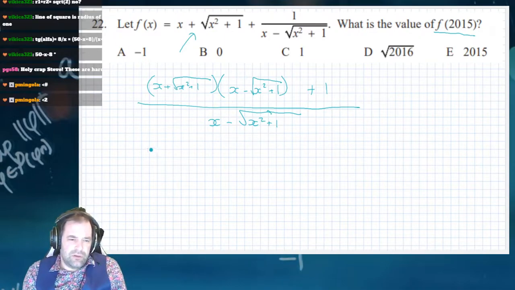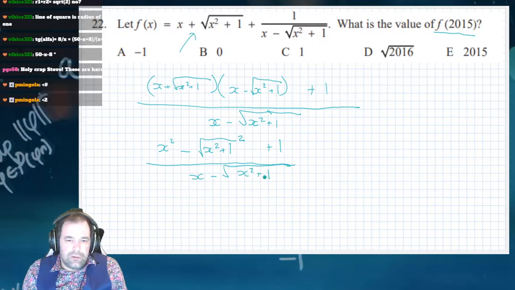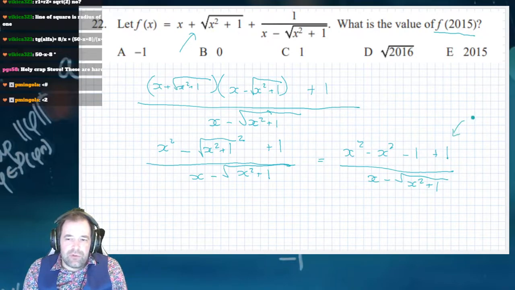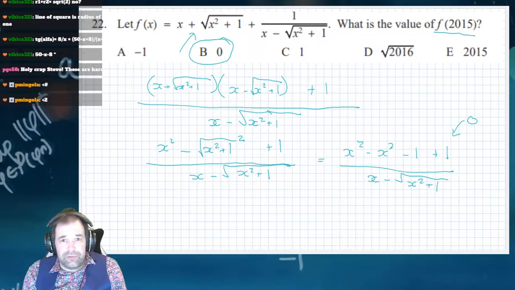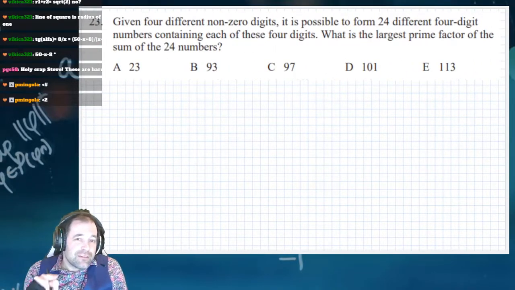So if you multiply the top brackets, it's a difference of two squares. They're congruent. Congruent, no. Not conjugate. There we go. Got the word right. This is going to be x squared minus the square root of x squared plus 1, squared, over x minus root x squared plus 1. But nothing cancels, does it? Oh, and the roots do. So the numerator is going to be x squared minus x squared minus 1, plus 1, over x minus root x squared plus 1. So the denominator doesn't matter. The numerator is going to be 0, whatever x is. So f of x is just 0. It's just a fancy way of saying it. Oh, I hate functions. Sorry, I don't. I hate functions in these tests.